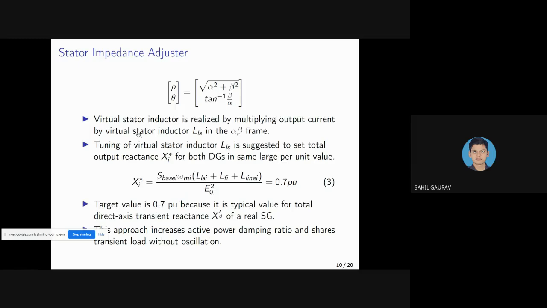As I showed in the previous slide, the virtual stator inductor is realized by multiplying the output current by the virtual stator inductor LLS in the alpha beta frame. In the stator impedance adjuster, we saw how we realize the virtual stator inductor. And based on the state space analysis done in the previous chapter, the tuning method of the virtual stator inductor LLS is suggested to set the total output reactance for both distributed generators to the same large per unit value. Basically, this is how we find this LLS.